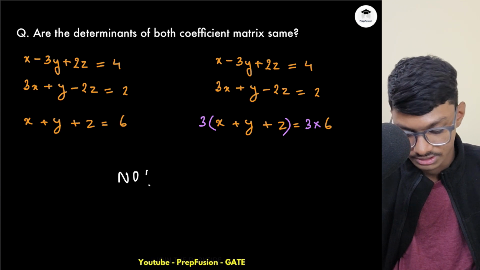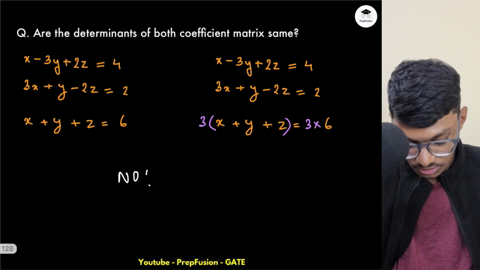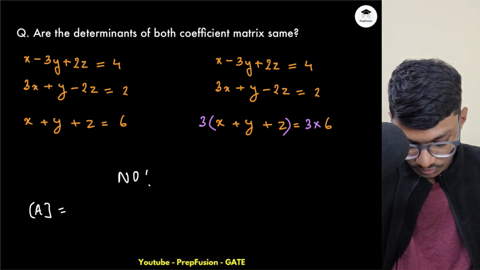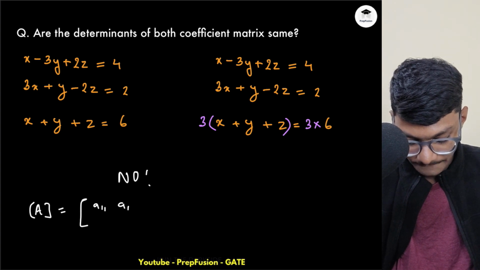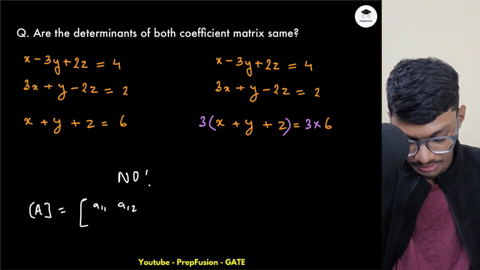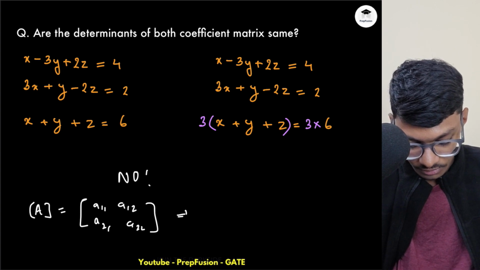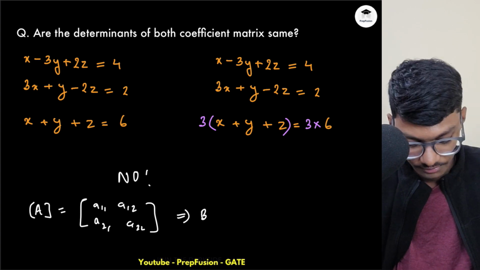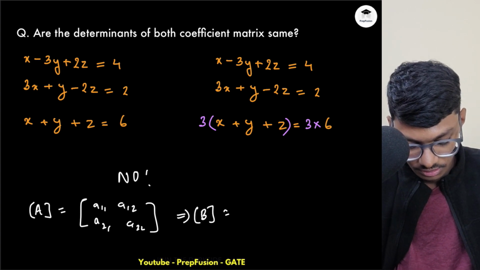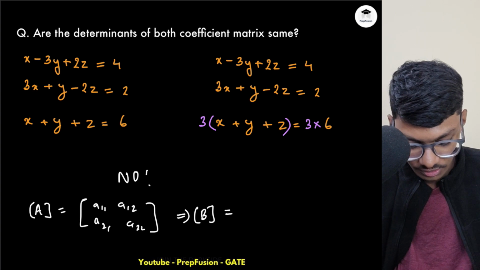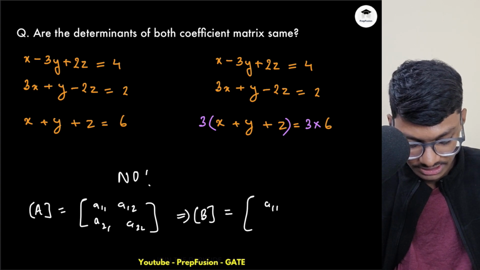So let's understand this case. Let's say I have a matrix A, which is a 2 cross 2 matrix. For better understanding, I am taking a simpler example: a11, a12, a21 and a22. Now I'm taking a B matrix, which is almost the same, but the second row is multiplied by a scalar k.